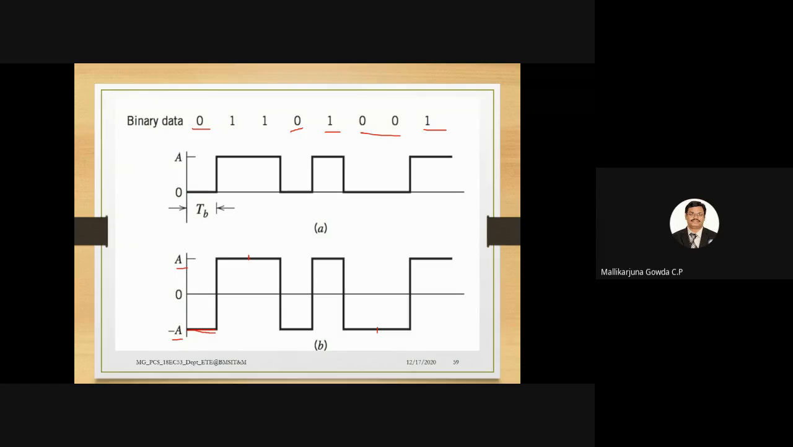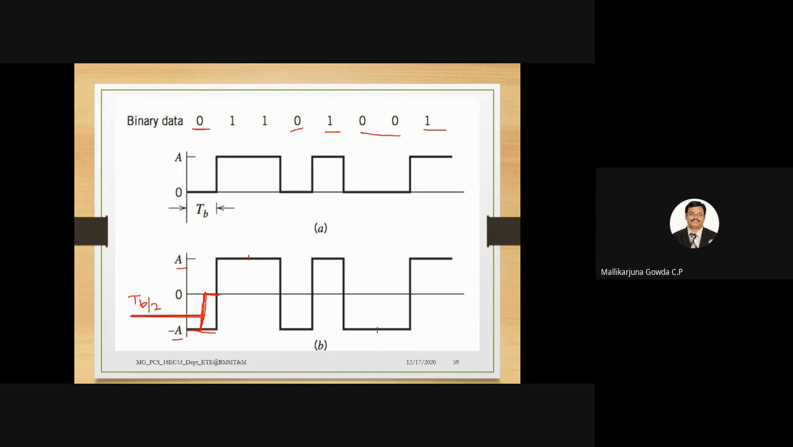this polar return to 0 for the same sequence, binary data 0 will be represented by a negative pulse only for what? Half of the bit duration. So it will be minus A volts only for half of the bit duration. Then it comes to 0. So this duration will be TB by 2, and another TB by 2 will be 0.